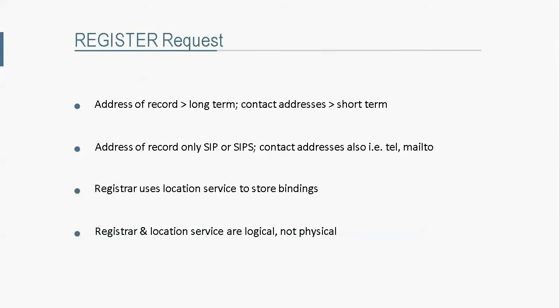Address of record is long-term, contact addresses are short-term. Address of record can only use SIP or SIPS in the URI, whereas contact addresses can also use other device types like tel, mailto, and so on. Registrar uses location service to store these bindings. These bindings can also be added manually, which is not a part of our scope as we are working on register requests. Registrar and location service are logical entities, not physical. So they could reside in SIP proxies.